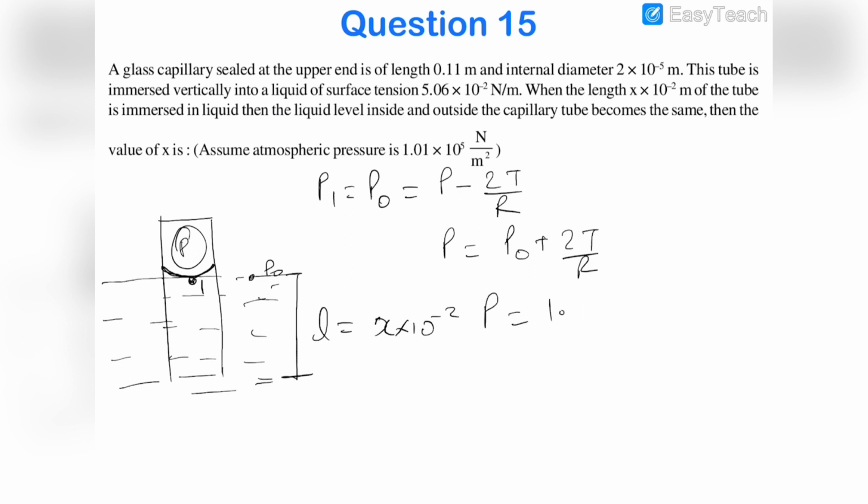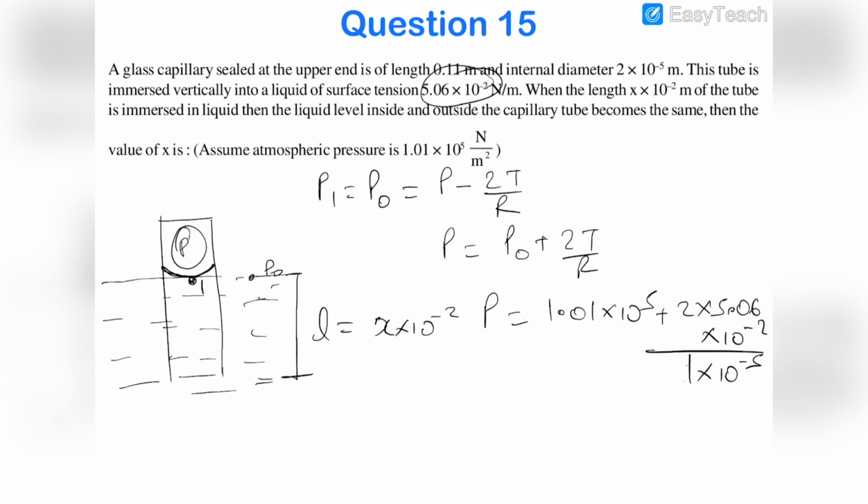P naught is 1.01 into 10 raised to power 5 plus 2 into T. Now T in this case is given as 5.06 into 10 raised to power minus 2, and 2r is 1 into 10 raised to power minus 5. Now I know that in this formula the R is the radius of meniscus and this r is the radius of tube. So I have assumed that the angle of contact is 0 degree and the radius of meniscus and tube is equal. And we already know that in these cases when the angle of contact is not mentioned, we always use the angle of contact as 0 degree.